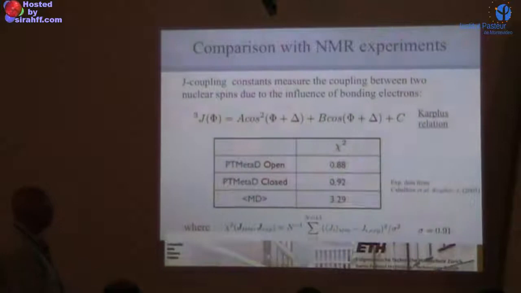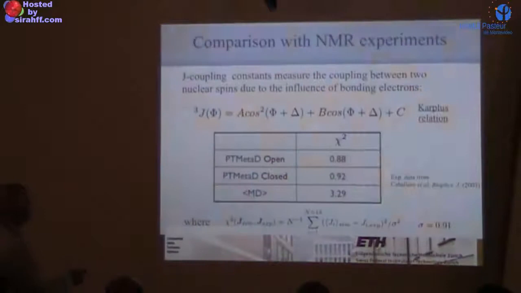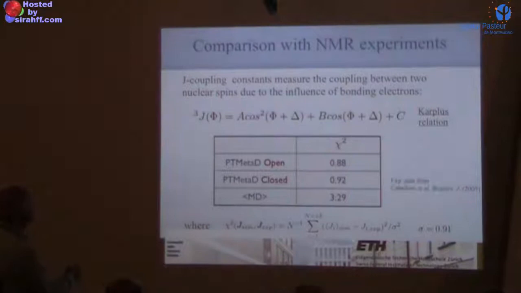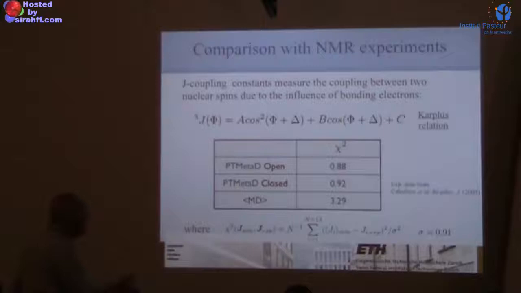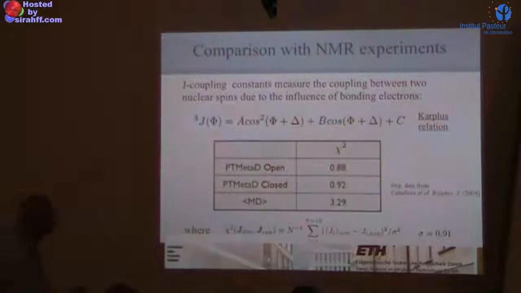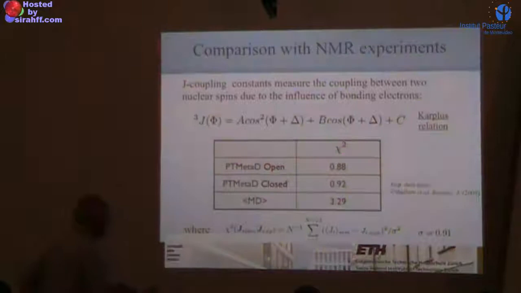Using this reweighting, wonderful. We can calculate one quantity that the experimentalist measures, the so-called J coupling constant. This can be calculated in an approximate way from the torsional angle by using the equation due to Karplus many years ago. If you do standard metadynamics, because you don't explore all the space, you don't see all the conformations, you find a big error.